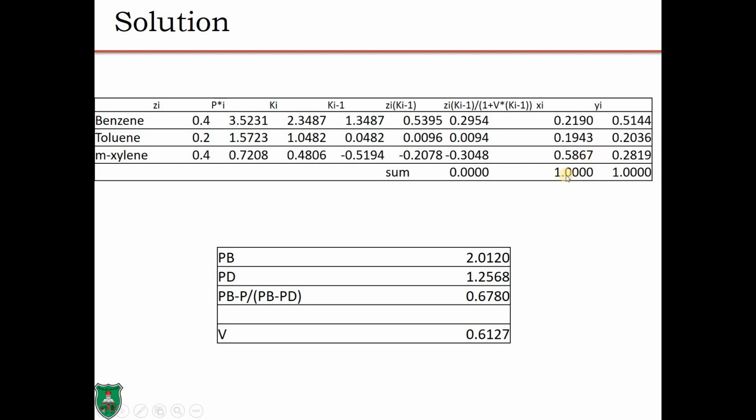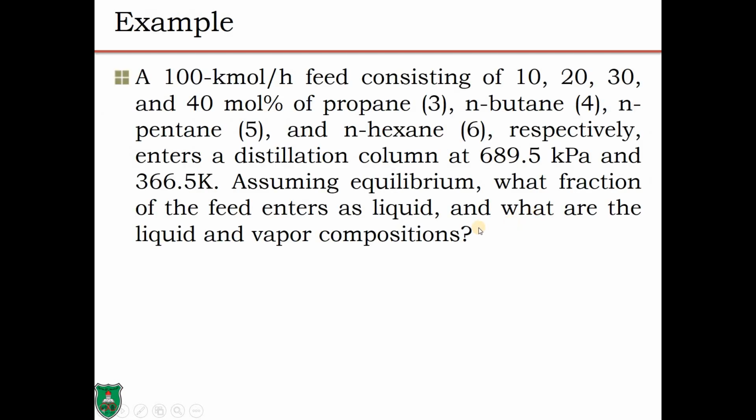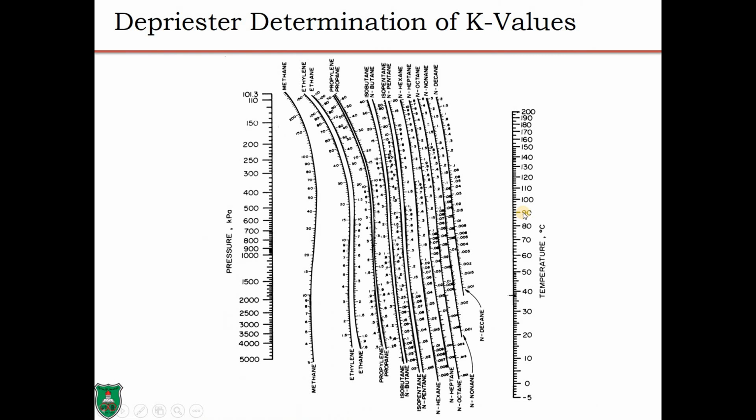So why is this happening and why is this correct? Simply because benzene is enriched in the vapor phase because it's the more volatile component. So if it's enriched in the vapor phase, naturally, it should be depleted in the liquid phase. That is why the liquid Xi is reduced. On the other hand, xylene is enriched in the liquid phase and depleted in the vapor phase. Now, this is an example for your convenience to solve it.